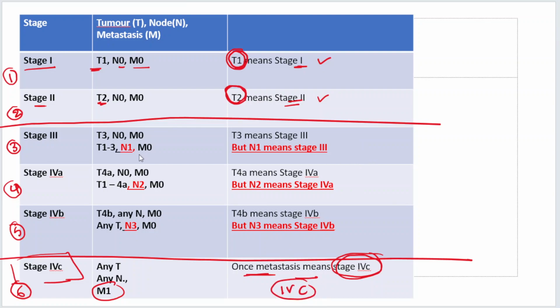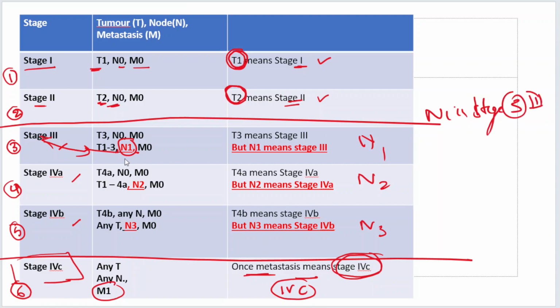Now, for stage 3, stage 4A and stage 4B, just remember N1, N2, N3. Stage 1 and stage 2 are N0. From there comes stage 3, N1. N1 is stage 3. Remember this. Whatever the T may be, N1 is stage 3. T3 is also stage 3, so there are 2 now.